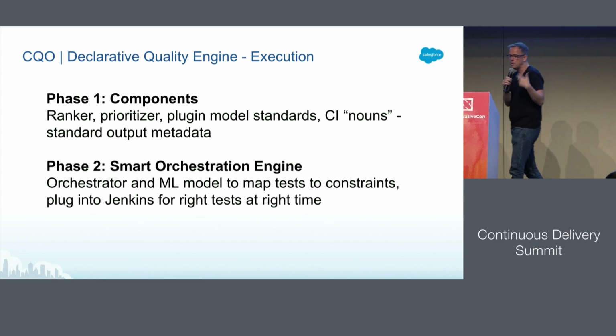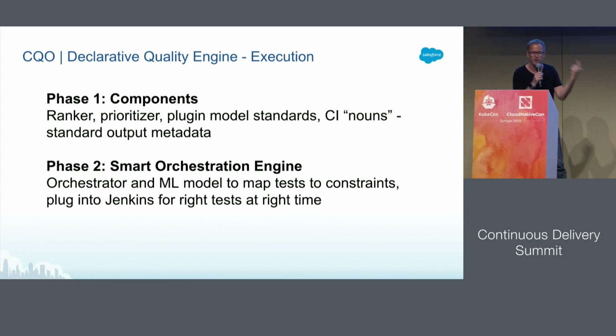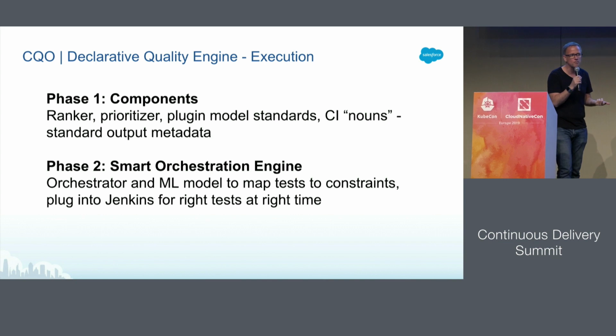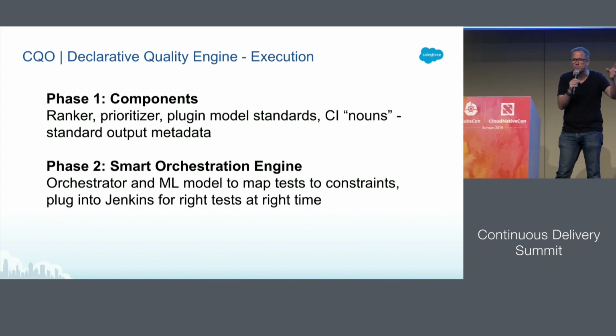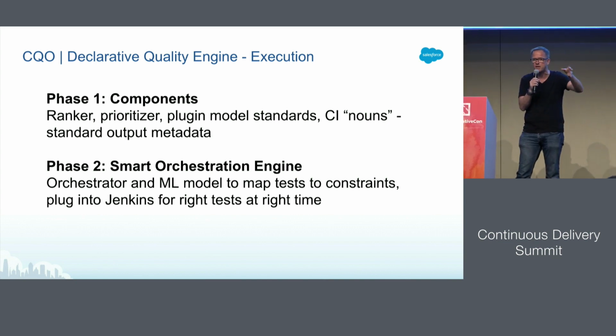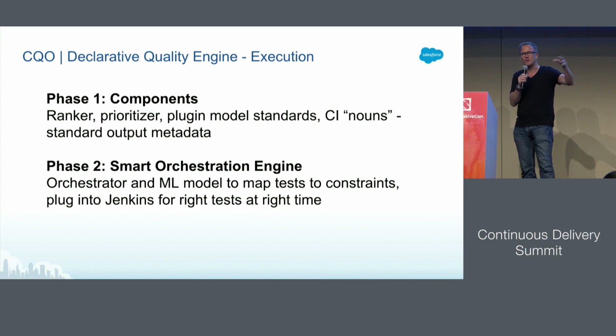So there are components that go into a system like this, the ranker, the prioritizer. Talking before, the CI systems actually produce a set of useful things and a set of useful data that we call CI nouns, or this is the set of test results.